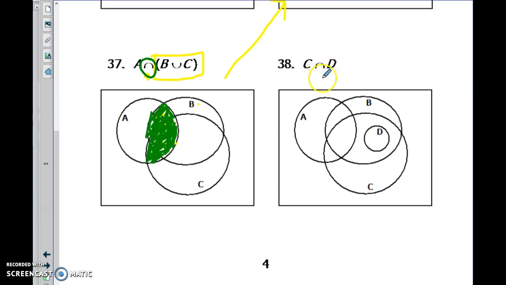Okay, over here we have the intersection of C and D, which means, again, only where C and D overlap, because we have that upside down U. So it's only where the C and D overlap. C is this huge circle, D is this little circle. So actually everything inside of D there is also in C. So if I picked any spot in D, it would also be contained in C. So I actually want to fill in all of D. Where do C and D overlap? Well, they overlap right here in all of D.